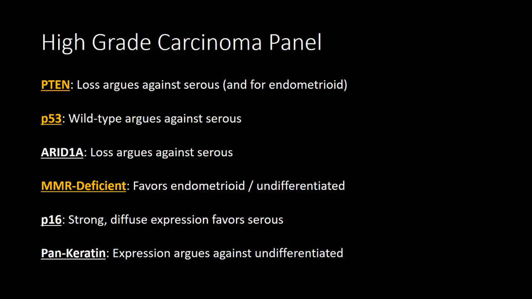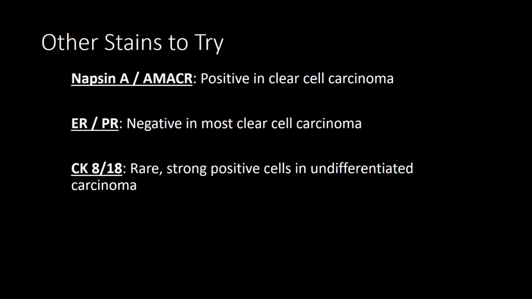P16, I know a lot of people like p16. I don't like p16. I hate p16 because I believe that it can be greatly increased in any case that's proliferating rapidly, which these tumors by default do. However, if it's strong and diffuse, nuclear and cytoplasmic, it could be a serous. And of course, pan-cytokeratin, if it's strongly positive, it's probably not undifferentiated carcinoma. Napsin is great in clear cell. It's not so good if the tumor you're looking at has a vacuolated morphology, as there may be false positive staining, and you can just have some rare staining in any other endometrial cancer as well. So you've got to be careful with napsin.